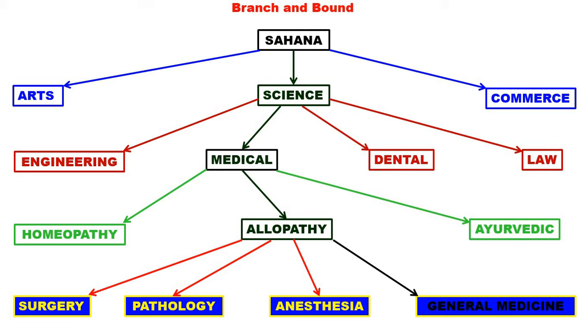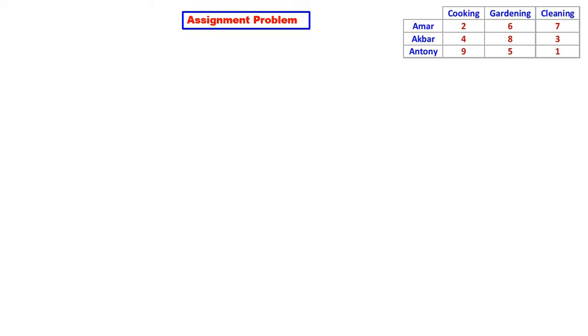Like this, it continues. I think we will understand with an example of the assignment problem. But did you understand the branch and bound concept? Very simple. Now, let me directly go to the assignment. With this, we will understand the assignment problem. I will take this example.